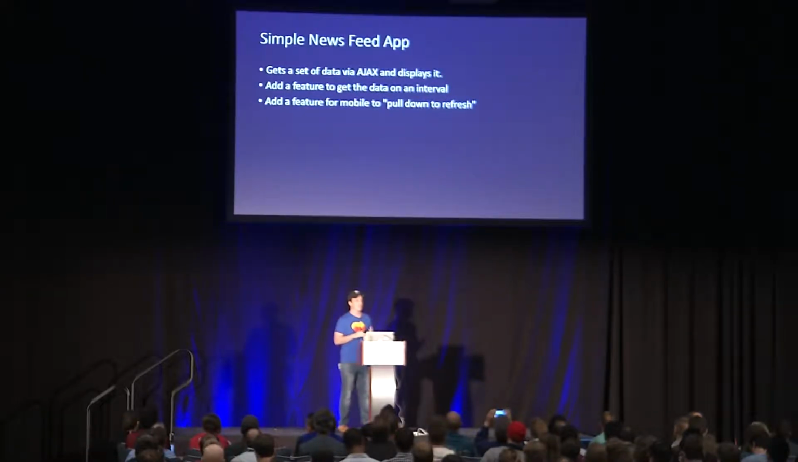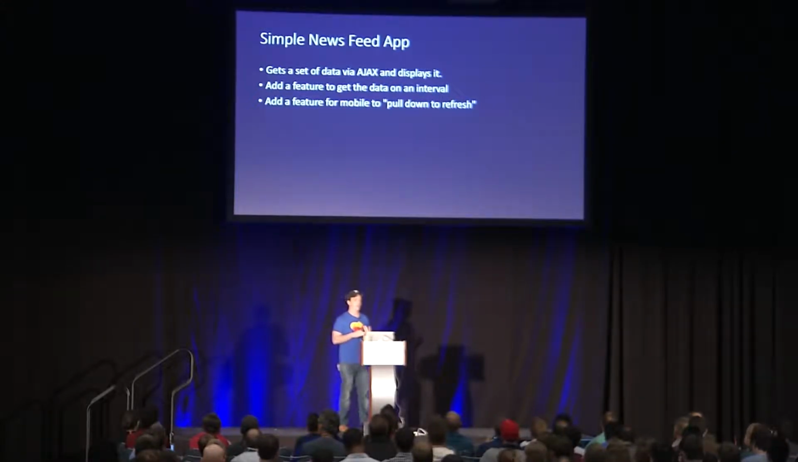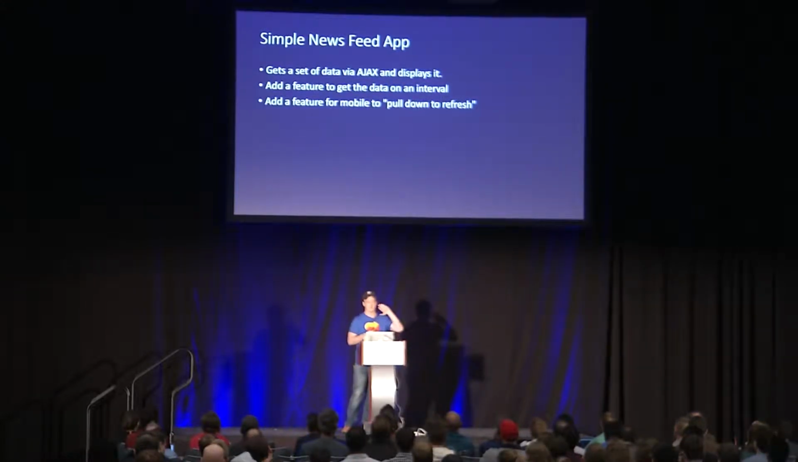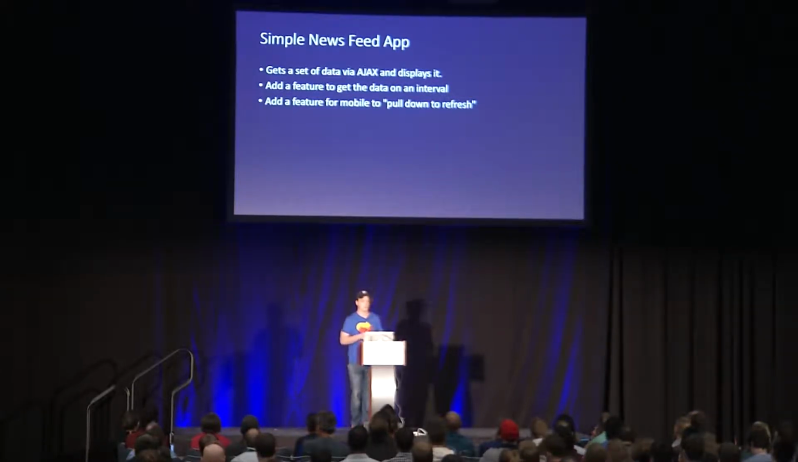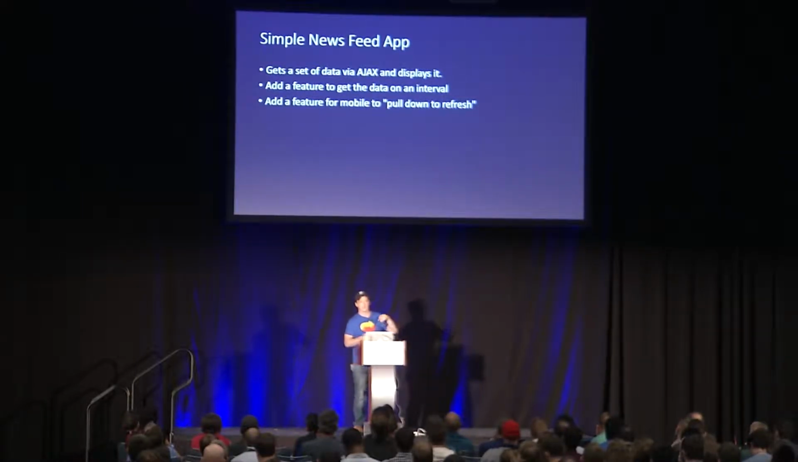So what we're gonna do is I have this simple newsfeed app that's written in Angular. And all it does is it just gets a list of data via an AJAX request and displays it. That's all it does right now. But I want to add two features to it. The first feature I want to add is, well, how about we just poll this so every now and then it refreshes the news feed. Let's just go get the data on an interval of some sort and display it.